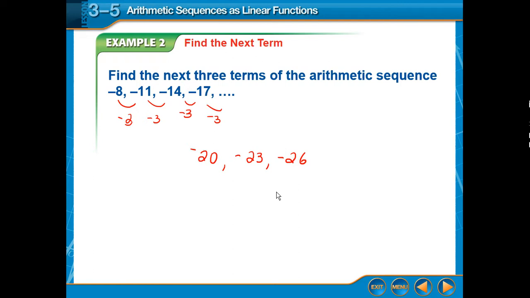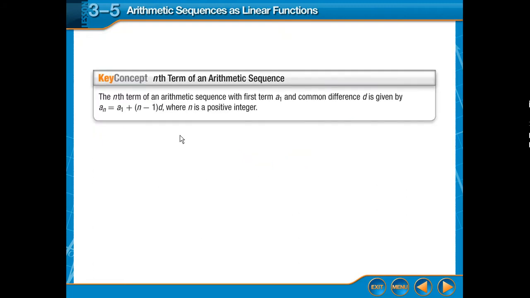Now this pattern works well when you just want the next couple of terms that are listed. But if you wanted to find the 100th term, this would be a little difficult. So there's an equation that we can use to do that. The equation is a of n, where n represents what term it is. Like if I had a10, it's the 10th term in the sequence that we just called a. The term I'm looking for is going to be the first term plus the term number I'm trying to find, n, minus 1 times the difference.